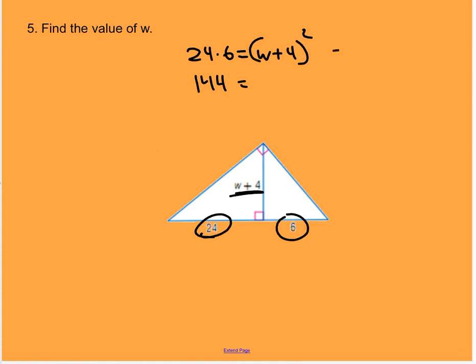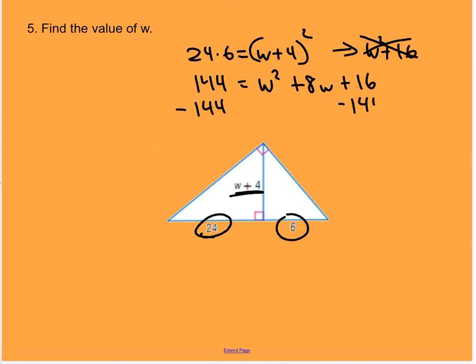W plus 4 squared is not w squared plus 16. That's not it. W plus 4 squared is going to be w squared plus 8w plus 16. I know I'm going to get somebody with that. So I'm going to subtract 144 from both sides. So it equals 0. So I get w squared plus 8w minus, what's 144 minus 16?